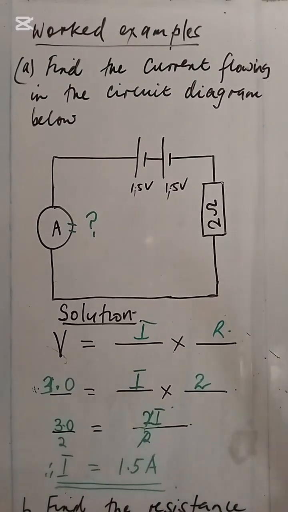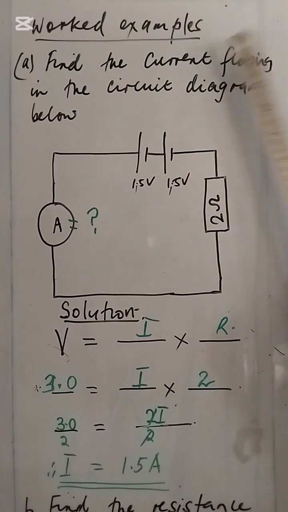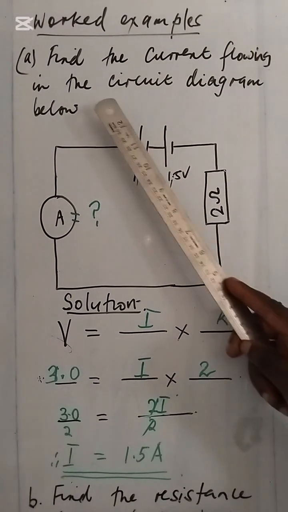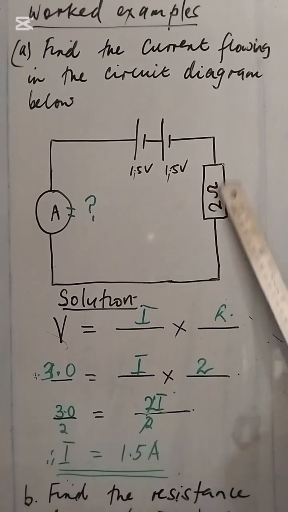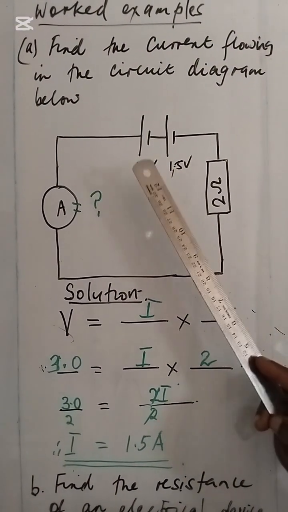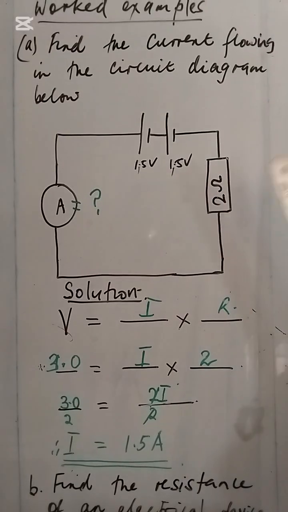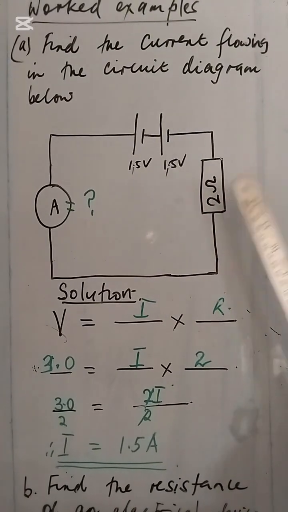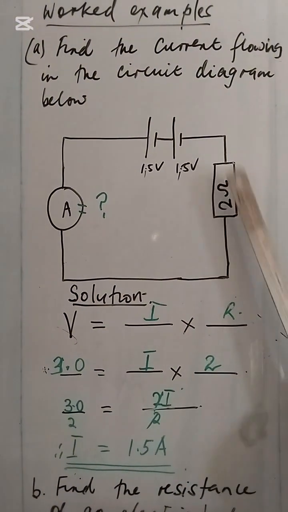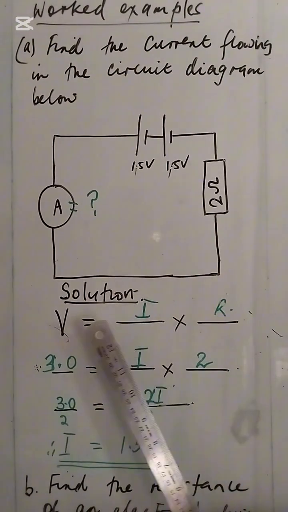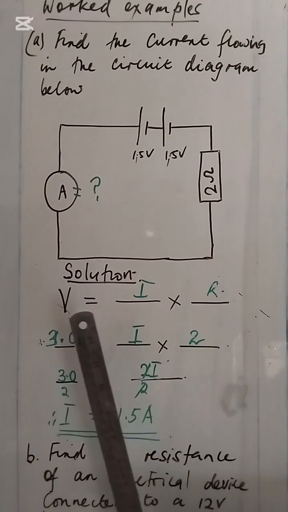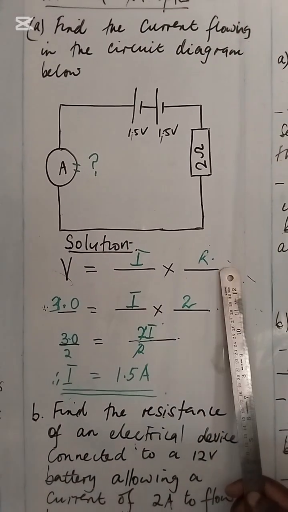Let us now consider the following worked examples. Find the current flowing in the circuit diagram below. This is the circuit diagram where we have two cells of 1,5 volts each, a 2 ohm resistor, and the unknown current flowing through the circuit. Then how do we solve it? We first write Ohm's law, where voltage is equal to current times resistance.